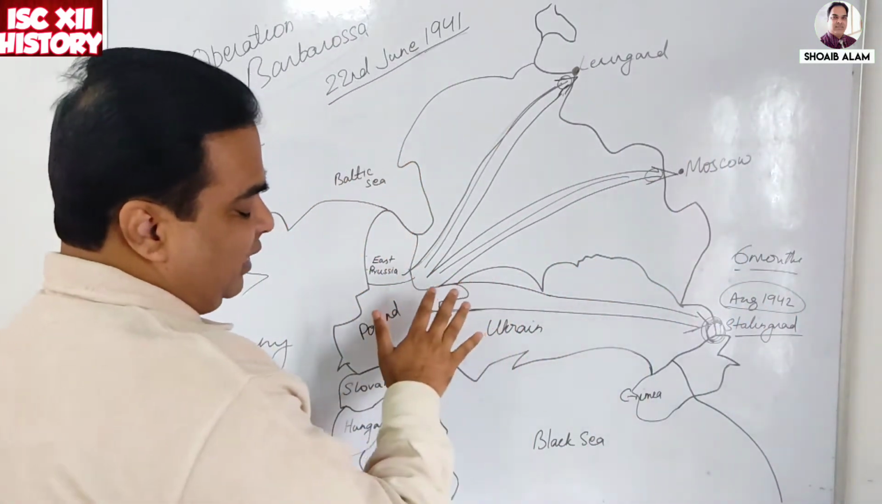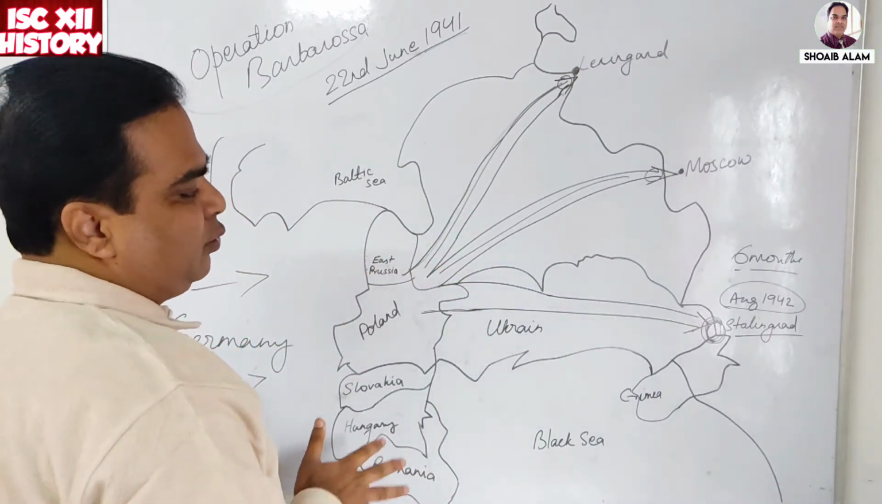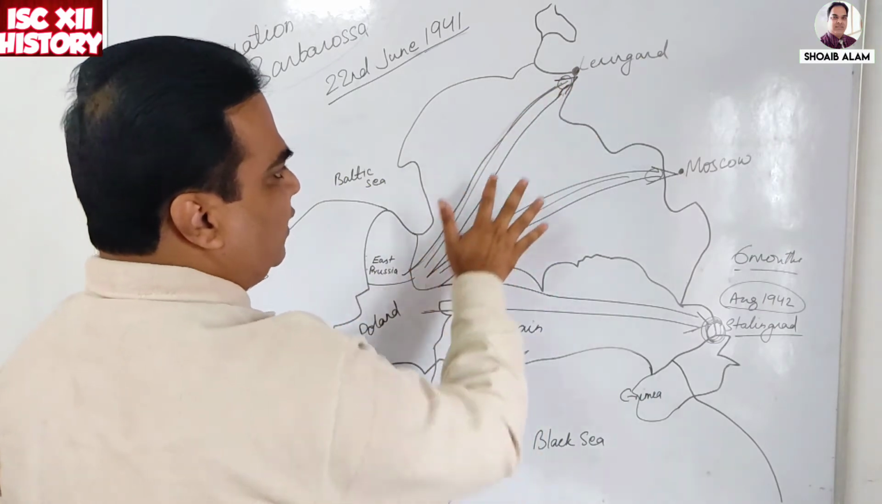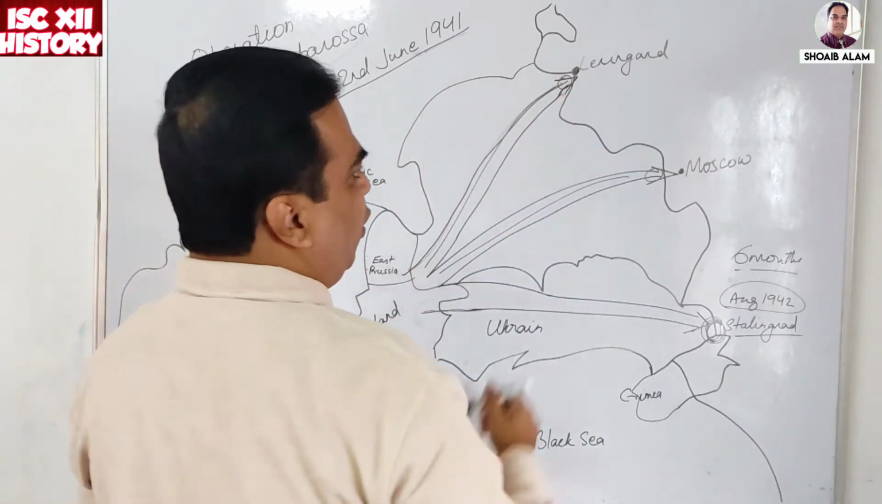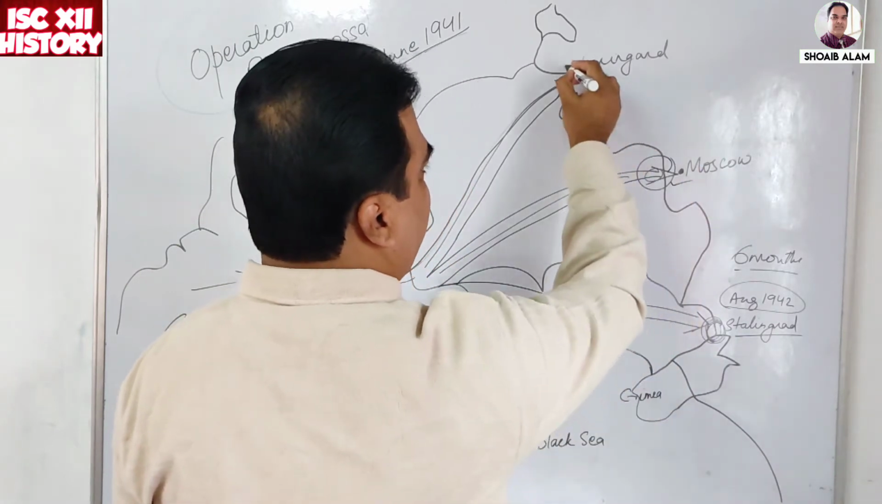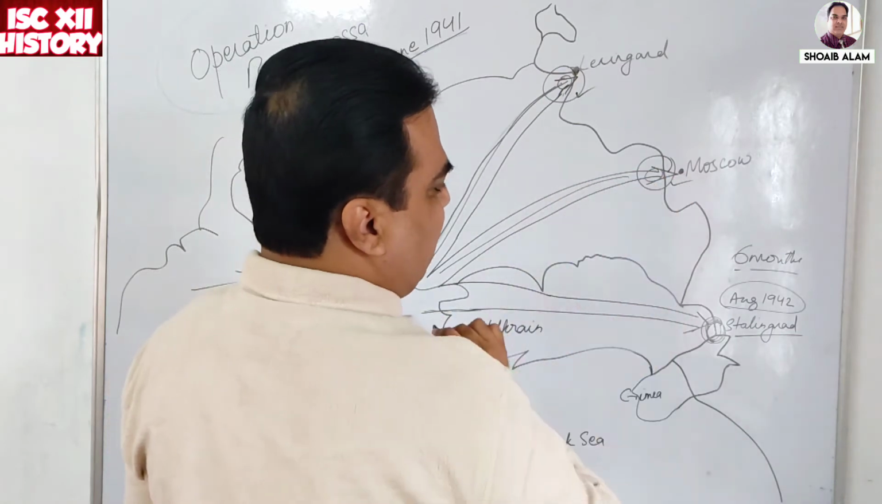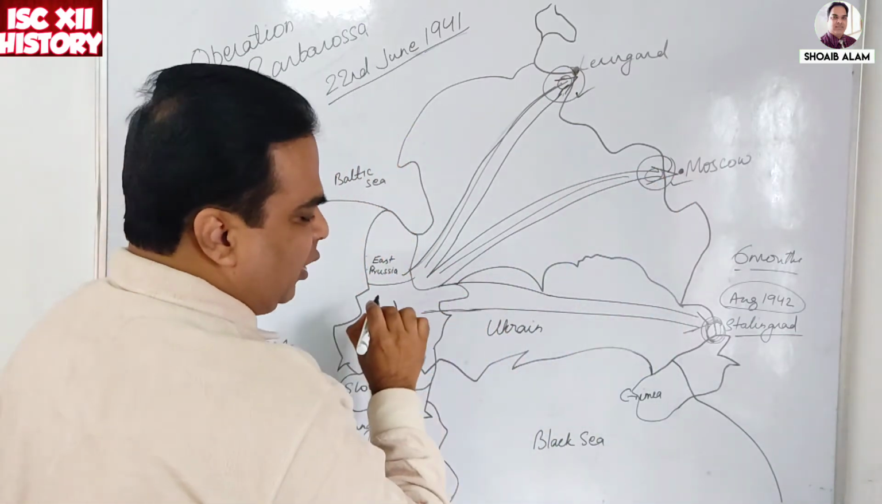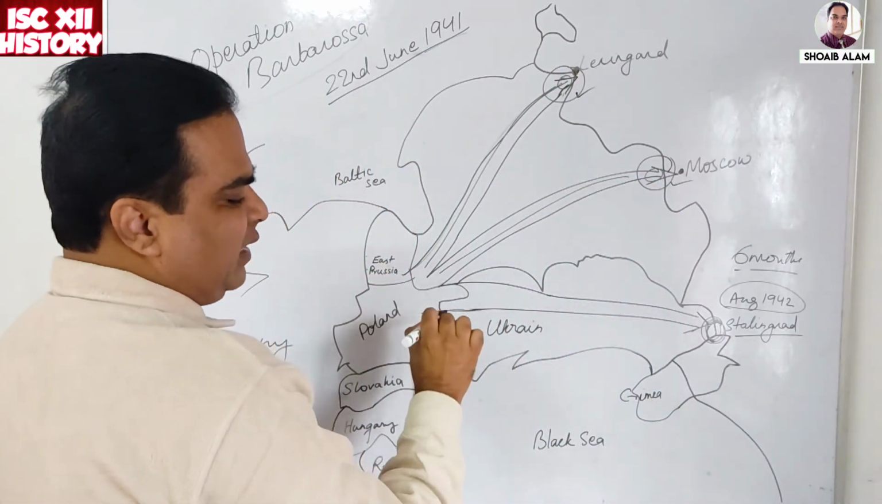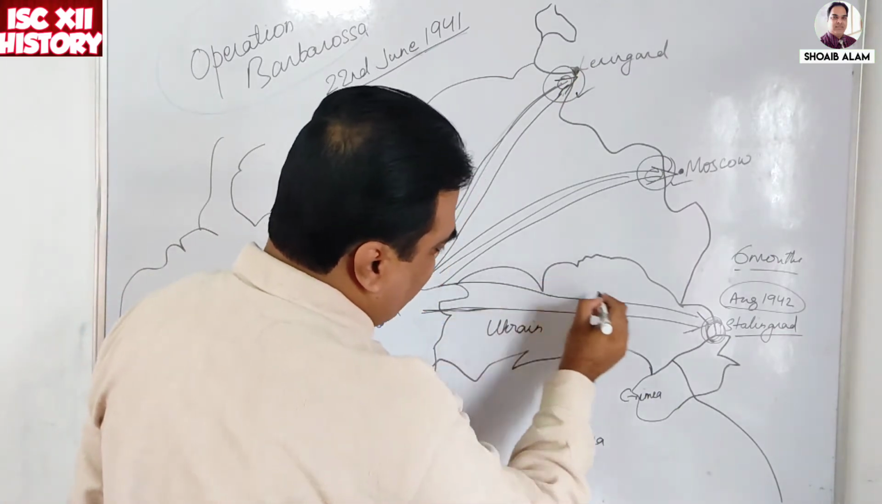So they advanced through three routes. One through Leningrad, where they could not become successful. Then from Moscow also, here they were stopped. The Russian army did not allow the Germans to enter Russia. But they got a spectacular victory, or spectacular success, by entering Ukraine. This entire portion is Ukraine.